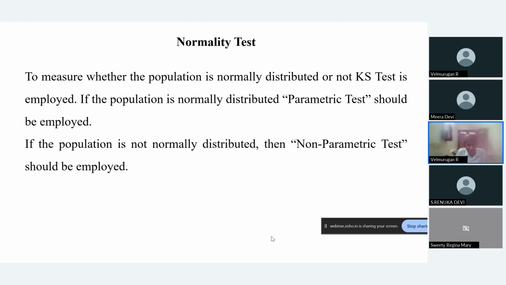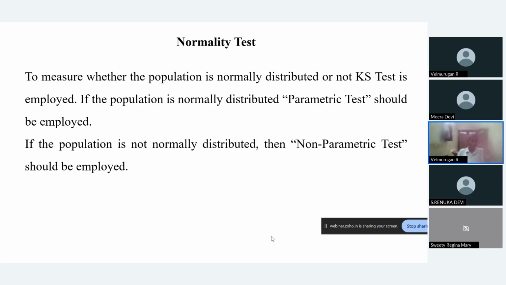If the p-value is 0.05 and above, then we can say the population is normally distributed. If the p-value is less than 0.05, that is, if it ranges between 0.00, 0.01, 0.02, 0.03, and 0.04, then it is inferred the population is not normally distributed.